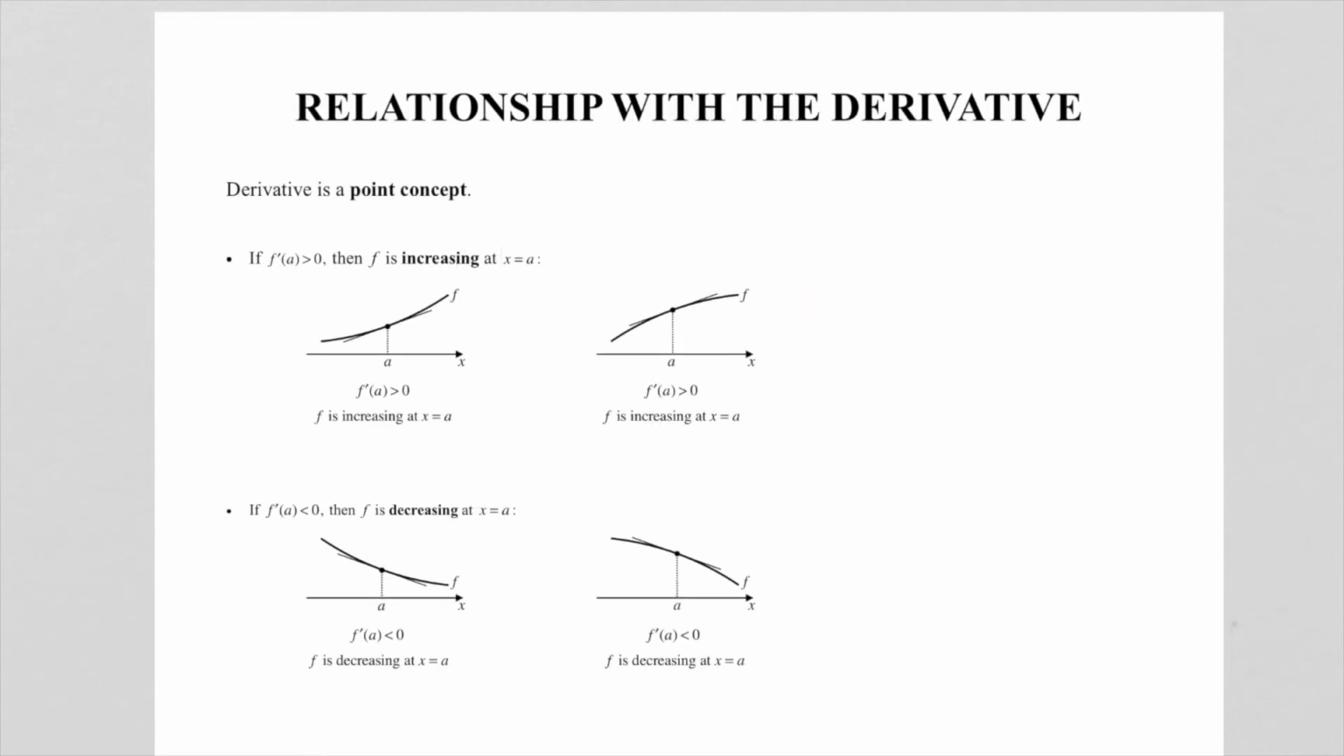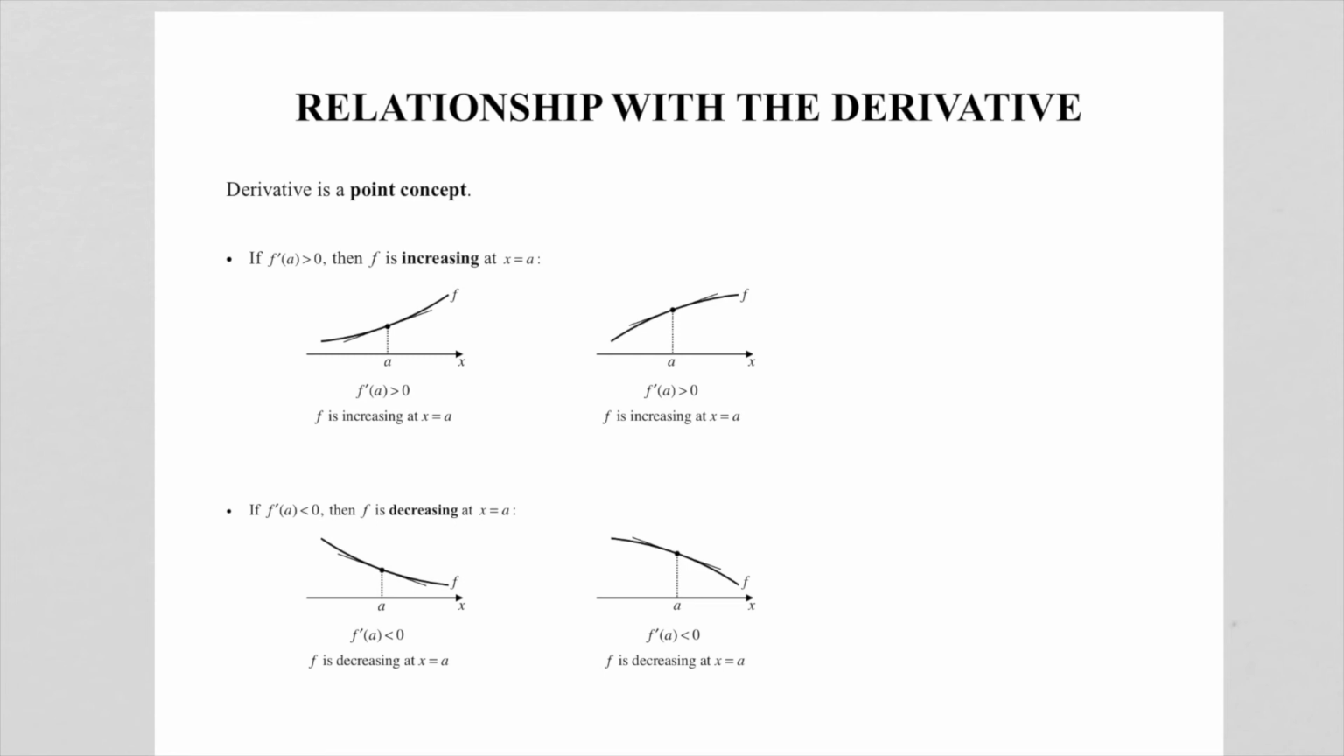We are now ready to go to the relationship between increasing and decreasing and the derivative. First, I would like to mention that derivative is a point concept. We find the derivative of a function at a point and not over an interval. And that is why it was important that I showed you the definition of increasing and decreasing at a point.